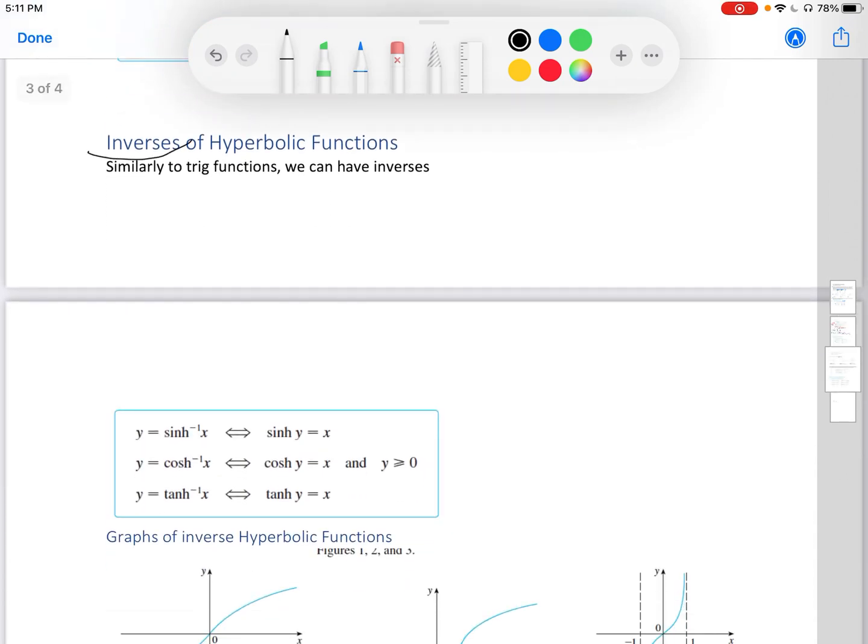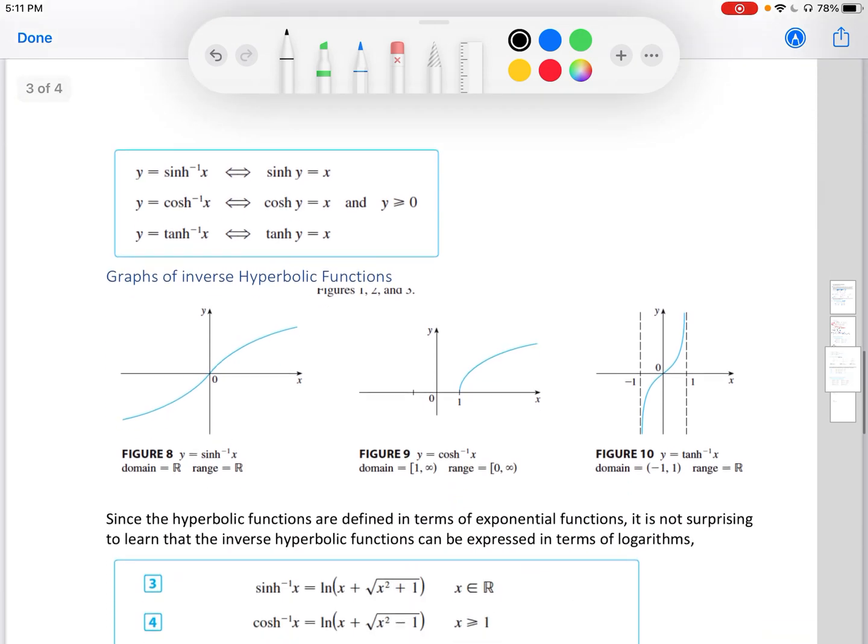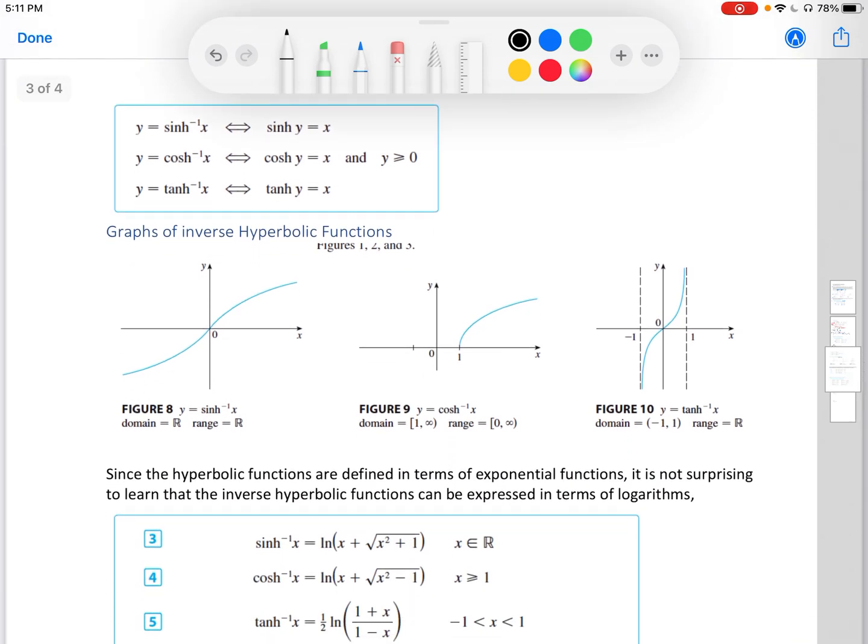Now, inverses of hyperbolic functions. Similarly to our trig functions, we have inverses. We can go ahead and switch our x and our y arguments to show that our one-to-one domain and our range change. Here we have the graphs of our hyperbolic inverse functions.